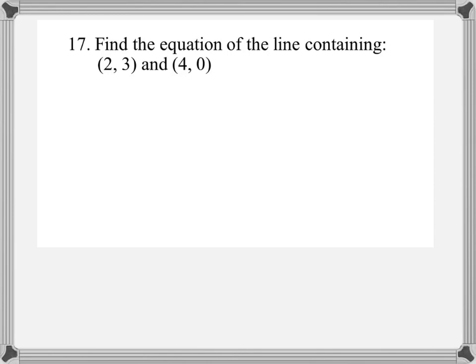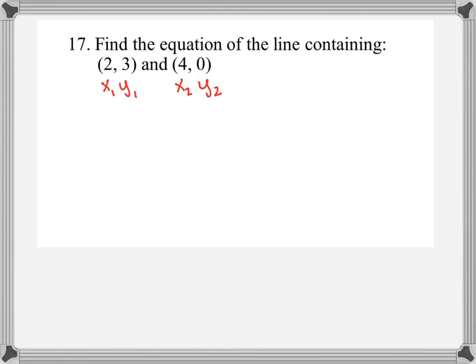Let's find the equation of the line containing (2, 3) and (4, 0). Again, there are different formulas you can use, but I try to keep it simple and just always use y equals mx plus b. So we can label our first point with x sub 1, y sub 1, and our second point with x sub 2, y sub 2.